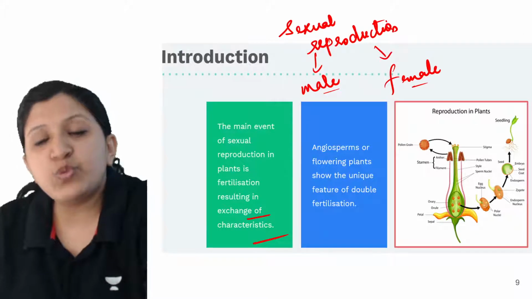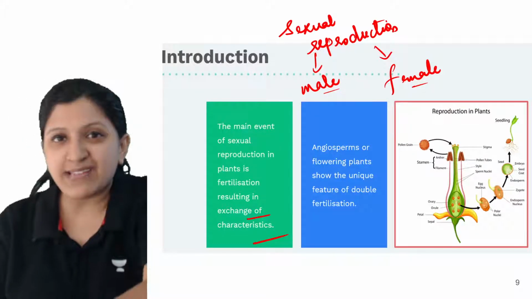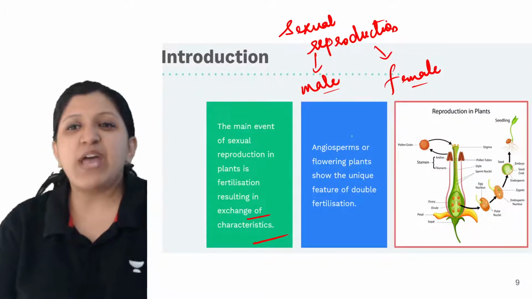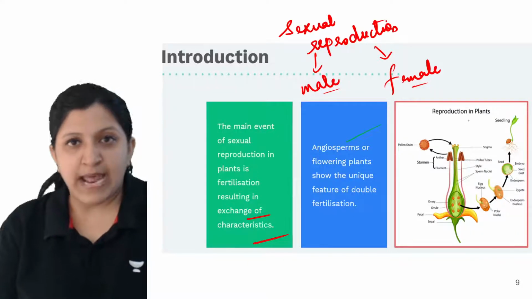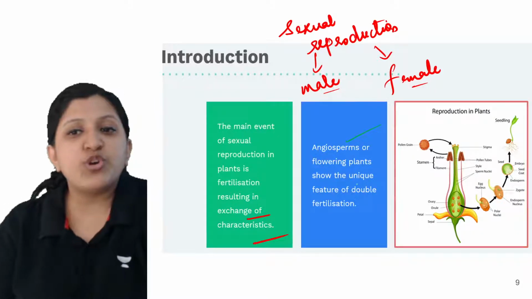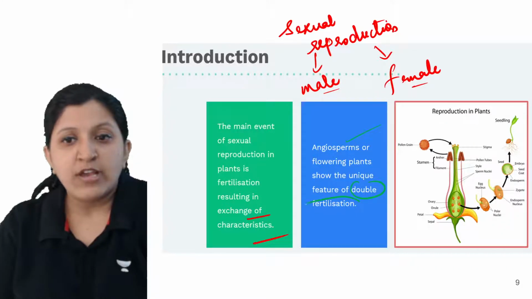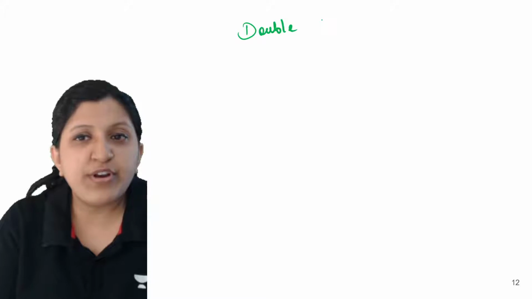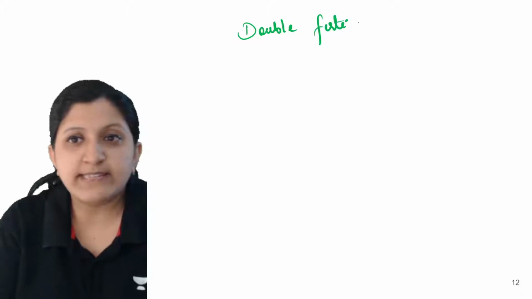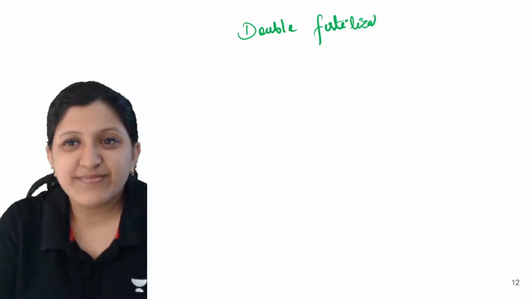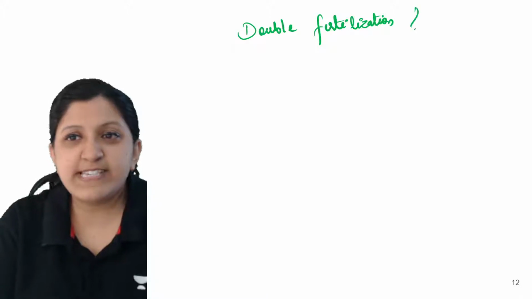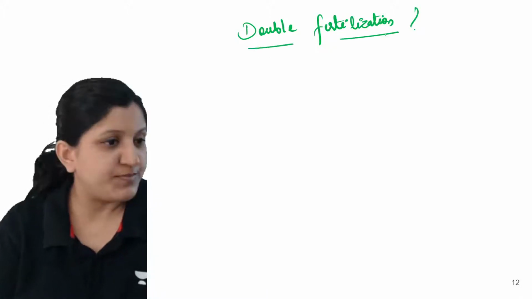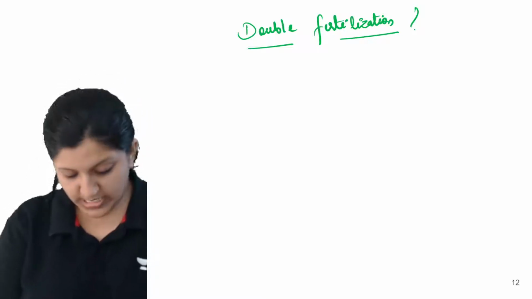Okay, so there are two types of fertilization that we can see in case of plants. Now angiosperms, or flowering plants, show the unique feature of double fertilization. So this we can see in case of angiosperms. We need to see what exactly double fertilization is now. Okay, so what is double fertilization? Anybody has any idea? No idea?